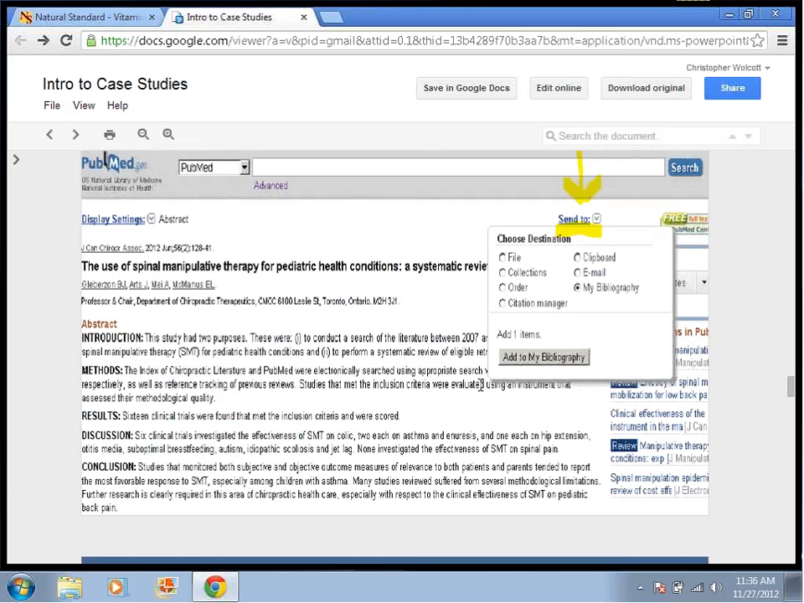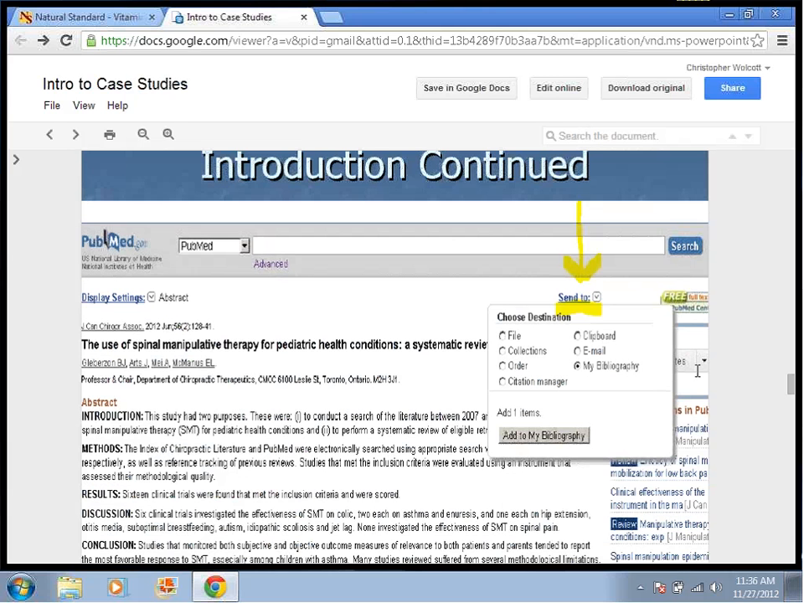Some of you might be using that, but I'm guessing almost none of you are using the Send To option under My NCBI. So let's say you find a paper that you like. You can create files of papers. So let's say, colic and spinal manipulation case report write-up. You call your file that, and then any reference that you like, you can send directly to that file. You can also send it to a bibliography where it's going to automatically create a reference for you, which you can then just copy and paste directly into your paper, provided that the journal you're using is using the same format as PubMed. And this is a big time saver.